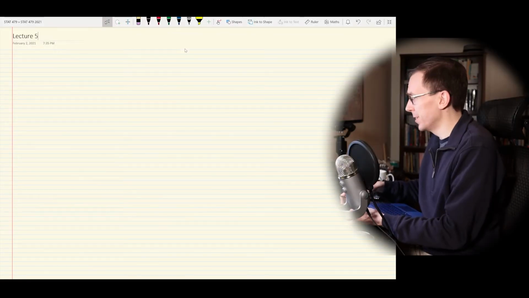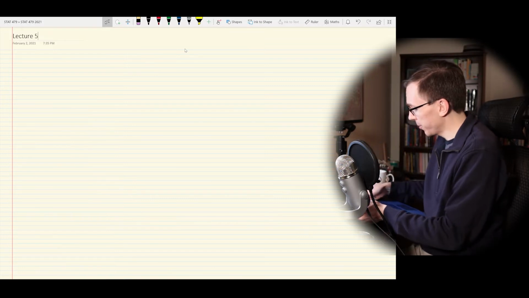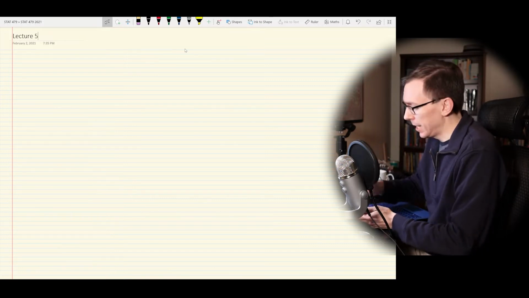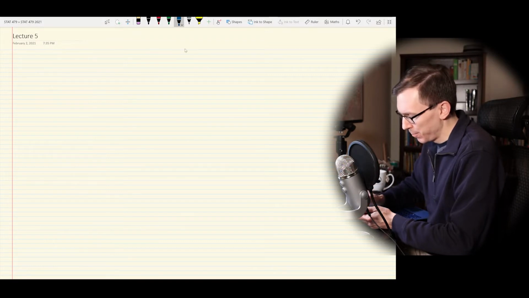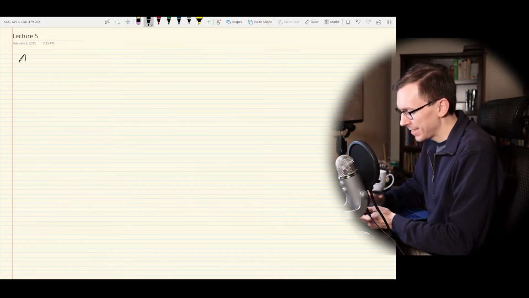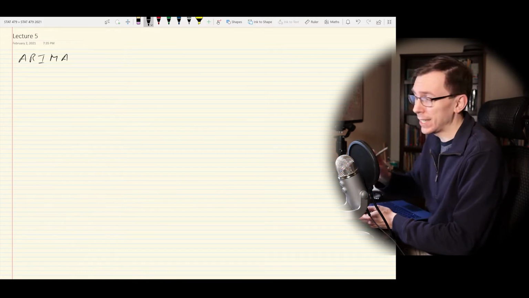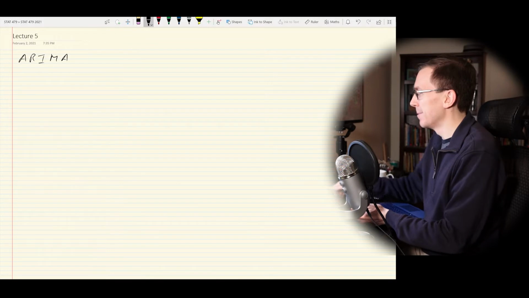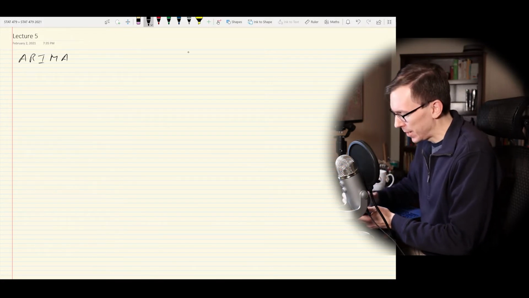So the overview, and this is section 2.3 in my lecture notes. The idea is we're going to look at ARMA models, but we're going to break this into pieces and try to figure out what each piece is doing, because we haven't actually discussed what an ARMA model is yet.